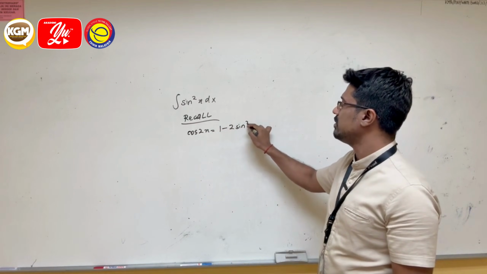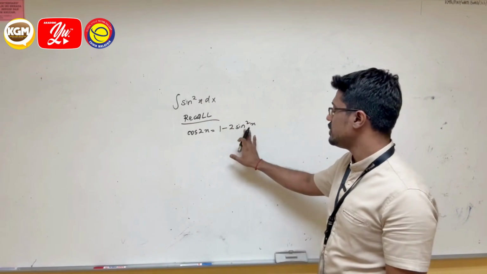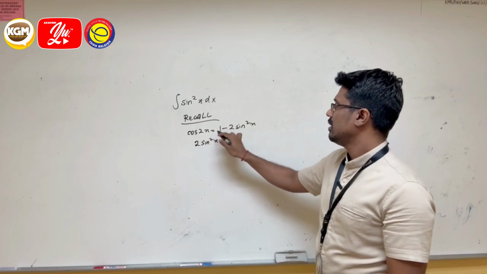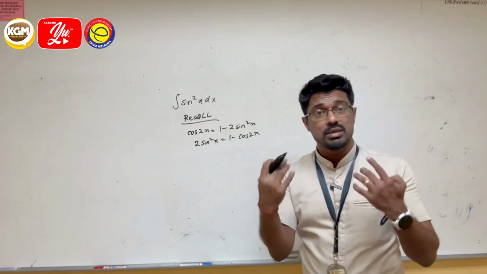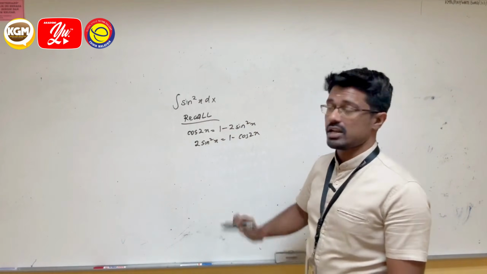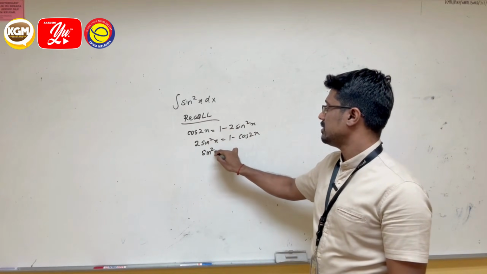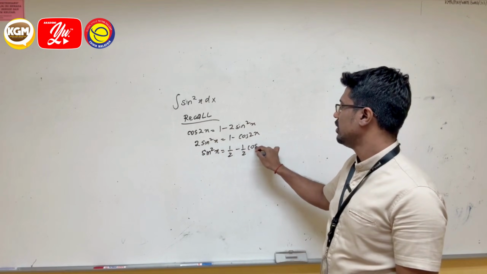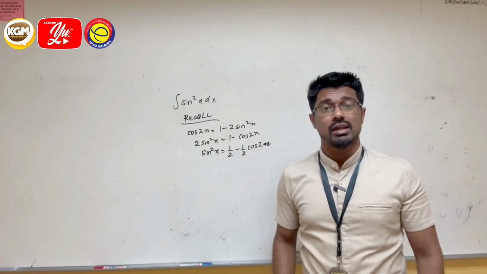Okay, you should be getting this. Now we use this one. Going to rearrange. This moves to here: 2 sine square x. This guy moves: 1 minus cos 2x. Again, the similar thing that you're going to do. I want to get the expression for sine square. Sine square x equals 1 over 2 minus 1 over 2 cos 2x. Okay, we're almost there. Now what do we need to do?